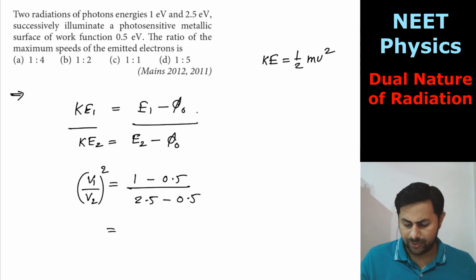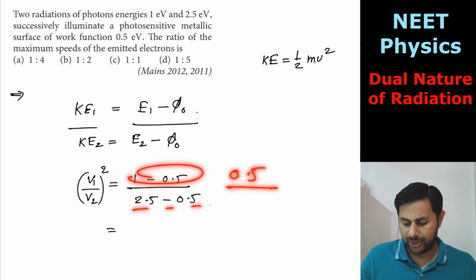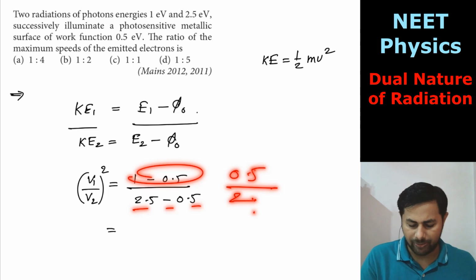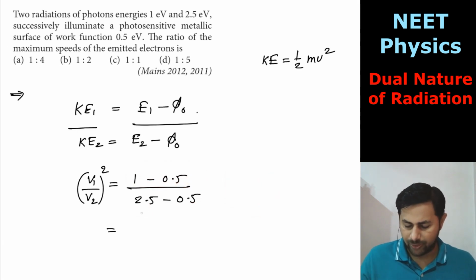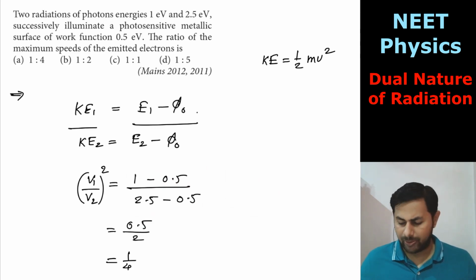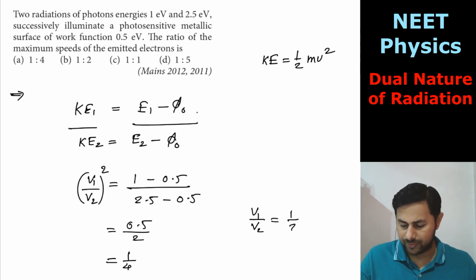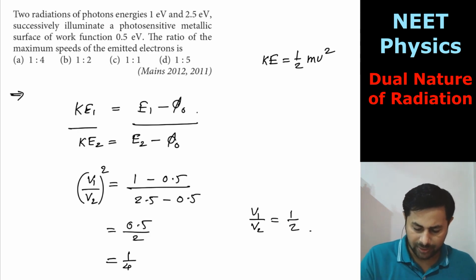So that is equal to 0.5 divided by 2.5 minus 0.5, which is 2. 0.5 divided by 2 is 1 by 4. So if v1 by v2 square is 1 by 4, what is v1 by v2? v1 is to v2 is 1 is to 2. Okay, so it is option B.